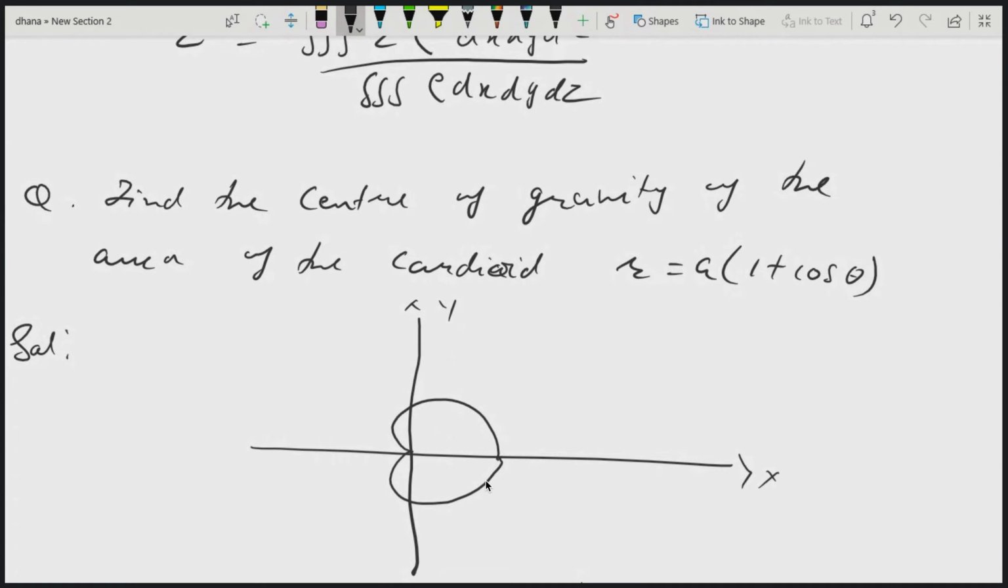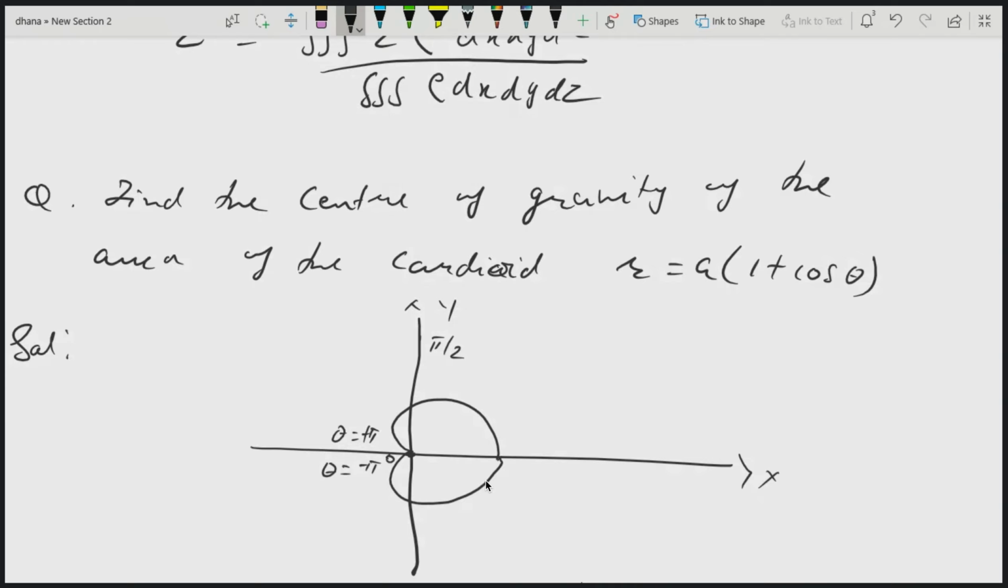Now, as you can see, this cardioid is symmetrical about the initial line. Initial line means theta is equal to 0. Here theta is pi by 2. Here theta is plus pi, and here theta is minus pi. So the cardioid is symmetrical about the initial line. So obviously its center of gravity lies on this axis itself, on OX.